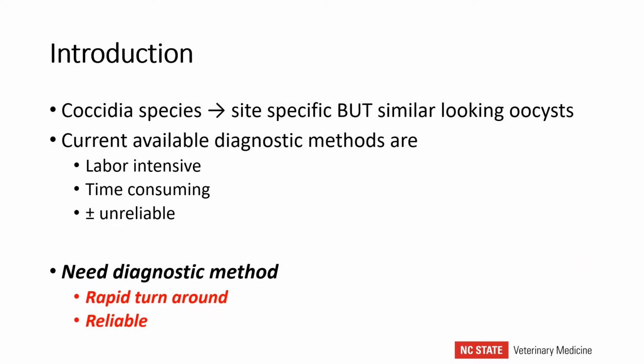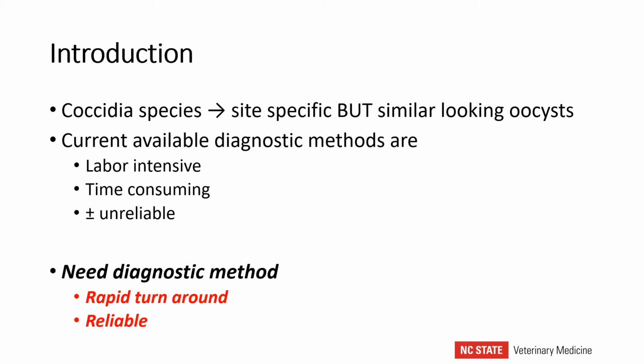Coccidiosis is a gastrointestinal disease caused by parasites of the genus Eimeria. There are different species that affect chickens, and they can for the most part be differentiated by the areas of the intestinal tract they parasitize. But the oocysts they produce and excrete in the feces are difficult to differentiate. There are several available diagnostic methods for Coccidia identification. However, these techniques are labor-intensive, time-consuming, and unreliable, particularly in cases of mixed Eimeria infection.